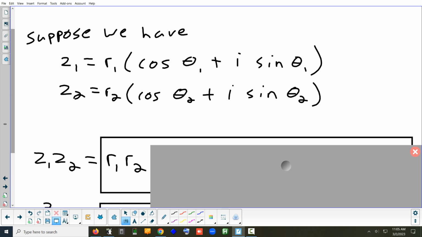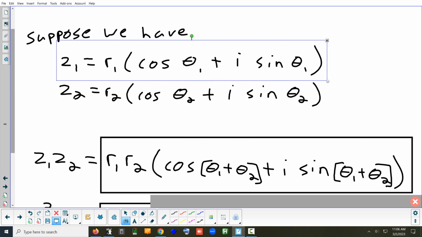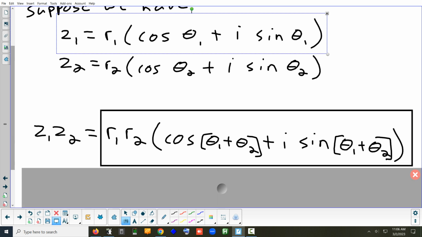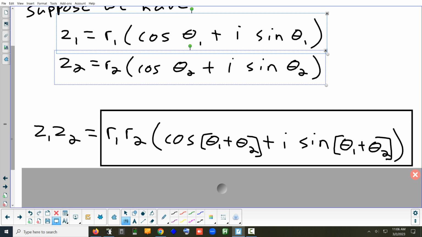All we have to do to multiply these together is multiply the two radii that you have together. That gives you your new radius. And then add the two angles you have together. And that gives you your new angle. And that's it. So all you have to do is multiply the radii, add the angles together, and that takes the place of all the FOILing you have to do to multiply them.